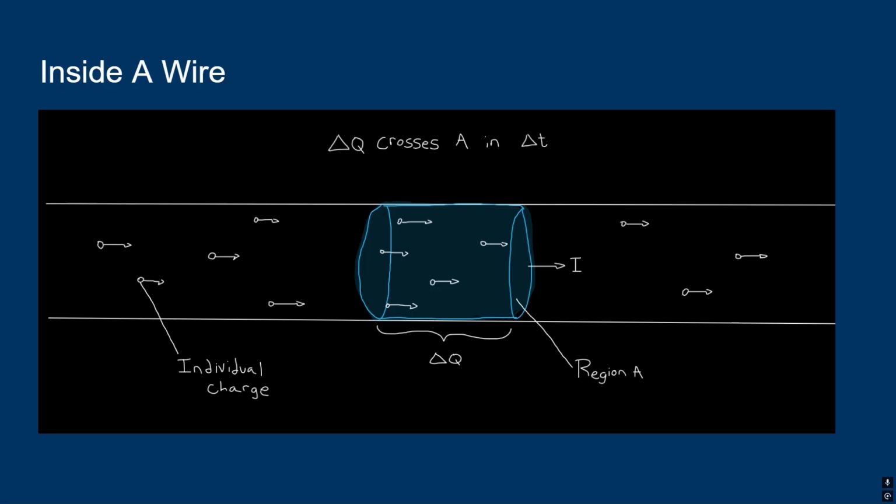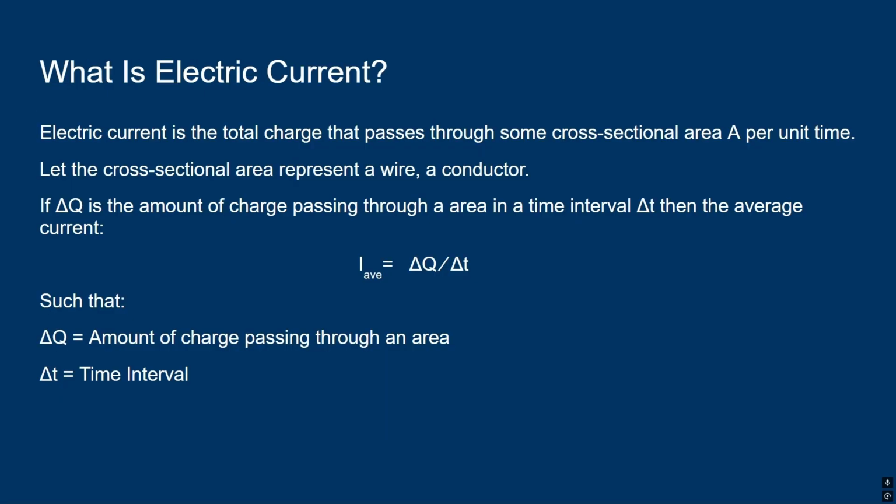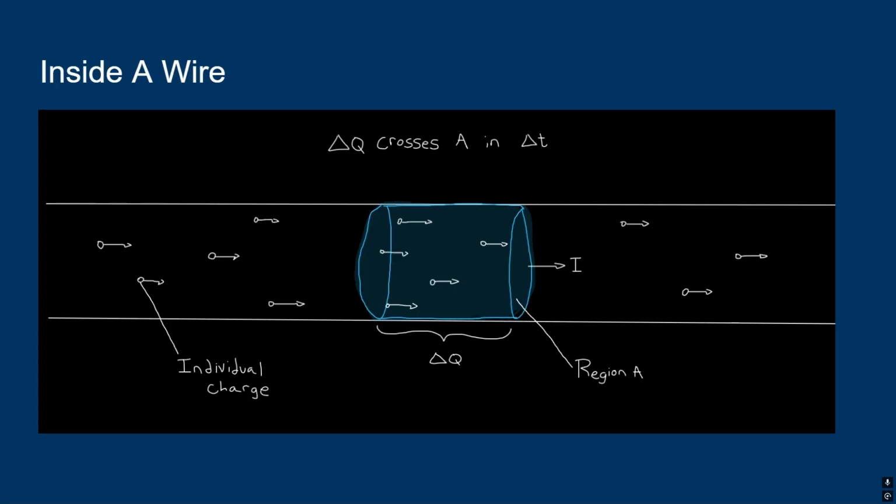So this is what it would look like. If we were to zoom in, in theory, this is all in theory, you guys, and look inside of a wire, these little dots with the arrows, these vectors, are going to be individual charges. It's just showing which direction they're flowing in. This is the region A, this is the change in Q, and this is showing that delta Q crosses A in delta T, the change in time. So the amount of charge passing through an area is delta Q, and delta T is the time interval.